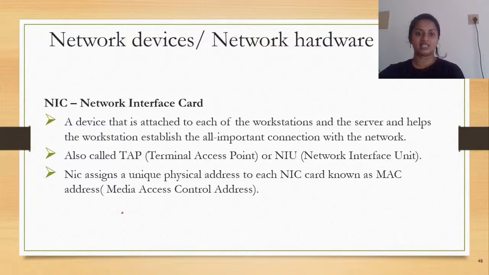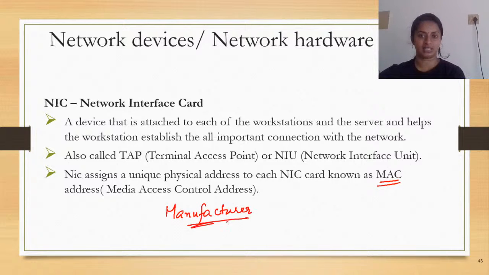Now, every NIC would have a unique physical address. This physical address is called the MAC address, or the Medium Access Control Address. If you ask me who gives the MAC address, it is actually the manufacturer that provides this address for the device. Is the idea clear? Now, this is a physical address, and it would usually be of the hexadecimal format. Each device would have a unique address, provided by the manufacturer, and this is called the MAC address.